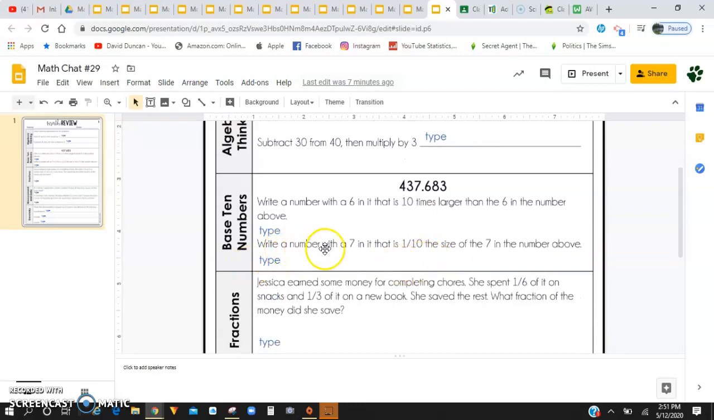Right here it says write a number with a 7 in it that is 1/10 the size of the 7 in the number above. So here's my 7. Again, I want 1/10 the size, and if we're going to a smaller size, we're moving to the right, actually. So you can write any number, but the 7 has to be in the place value that's 1/10 the size of this 7 place value. So we're going from the tenths to 10 times larger, from the ones to a tenth the size. So you're kind of rearranging those a little bit. This is kind of tricky, but if you have any questions, just let me know. I want you to give it a shot, okay?